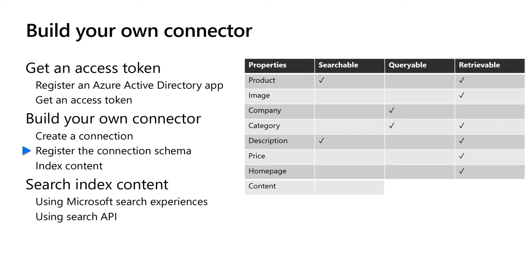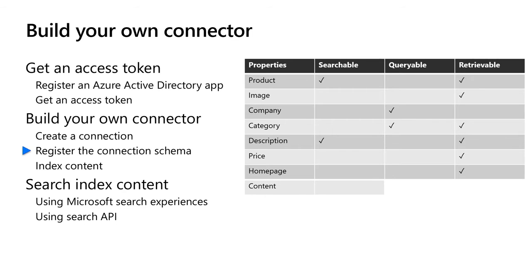And finally, there's retrievable. You need to be very judicious when marking a property as retrievable. Any property that you want to add to your search result and make it show up in a display template, those are the only properties you mark as retrievable. And these are the only properties the search API will return when you make a search query.